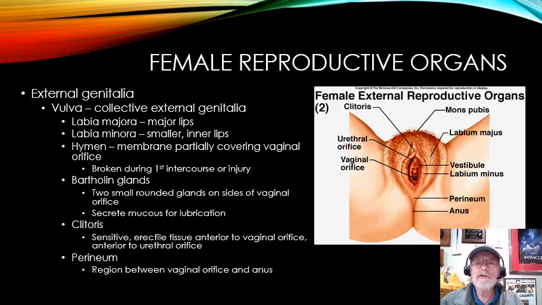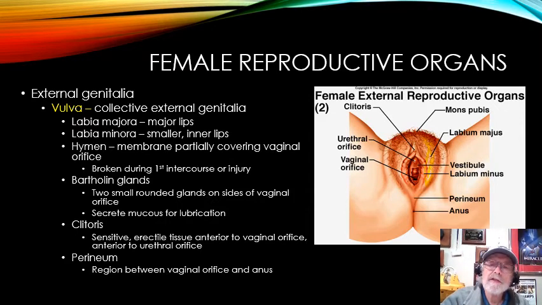Well, let's talk about the female reproductive organs to start out with. First of all, let's talk about the external genitalia. In the external genitalia, the first thing we start out with is the vulvar region, which would be the area on both sides of the opening of the vagina.